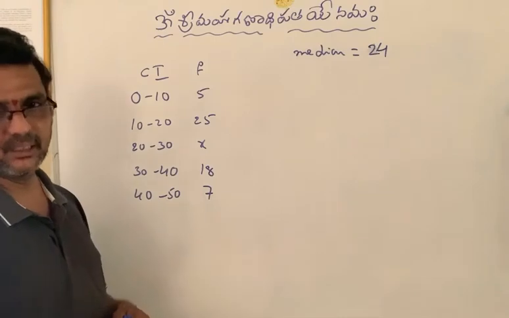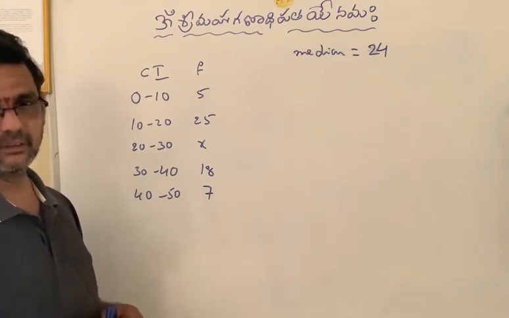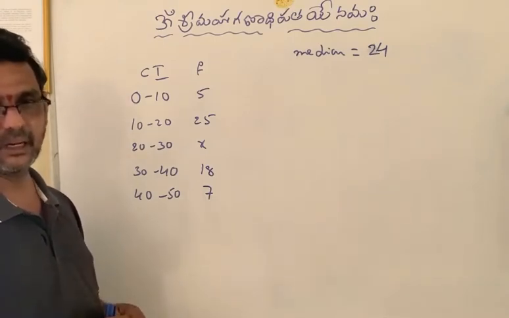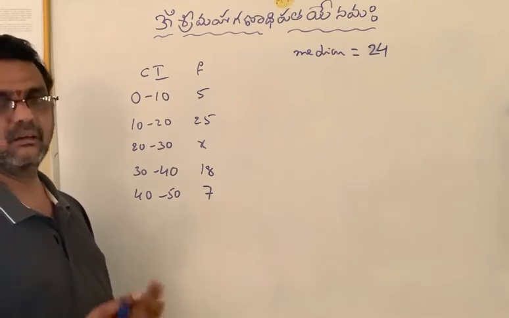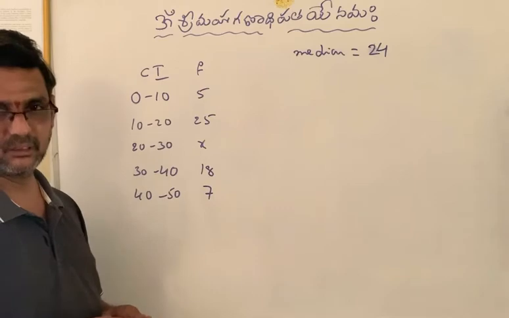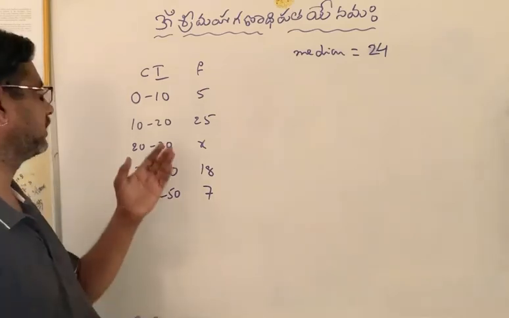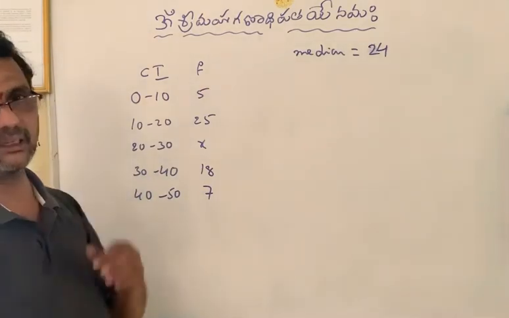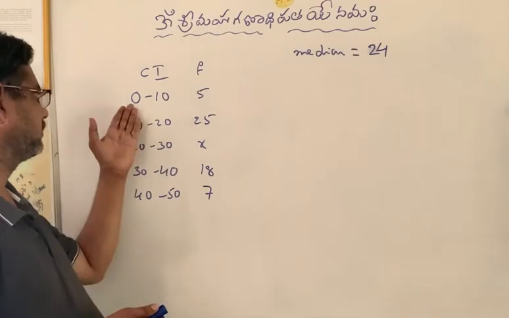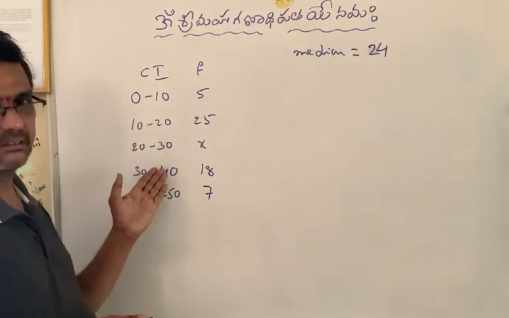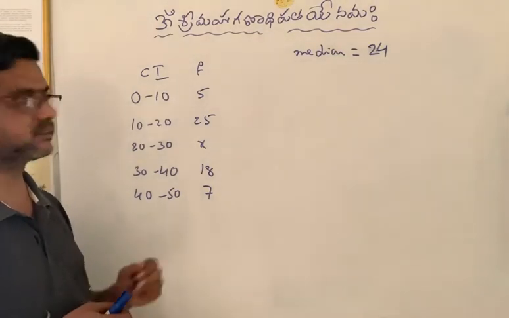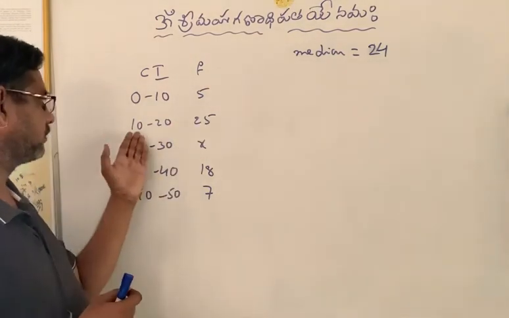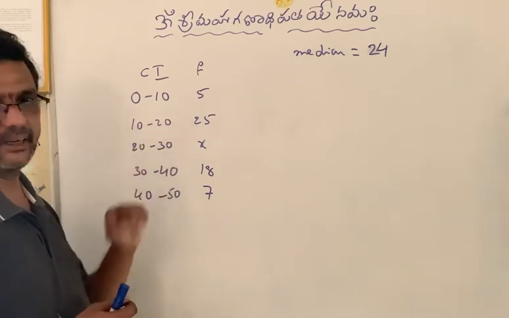The frequency means the number of times that a particular observation occurred in a given interval of time, or the number of times a particular observation occurred is called the frequency of the particular group. Here, suppose these are the marks: 0 to 10 marks, the number of students who got 0 to 10 marks is 5, 10 to 20, 25, and so on.